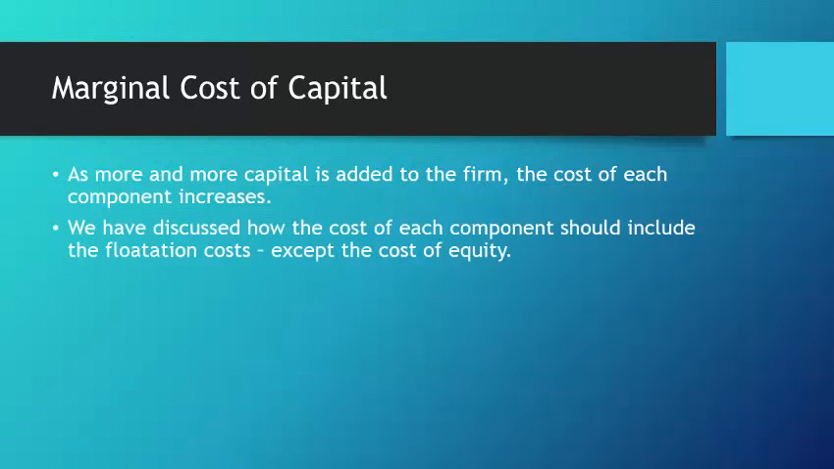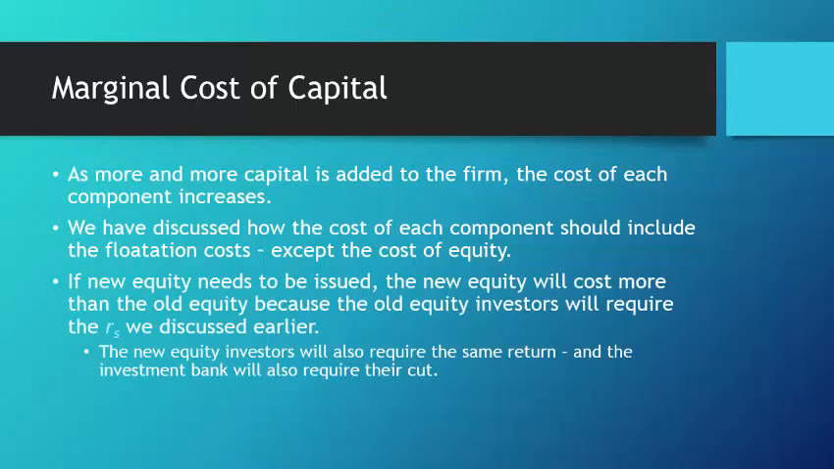We've discussed how the cost of each component should include flotation costs. We have not talked about that with the equity thus far. If new equity is needed, the new equity will cost more than the old equity, because the old equity investors, the ones who've been here for a while, will require the same R sub S, because that one's based on risk versus return. The new equity investors will also require the same return. However, any new investment will have to get that return, plus a little bit more to cover any flotation costs.